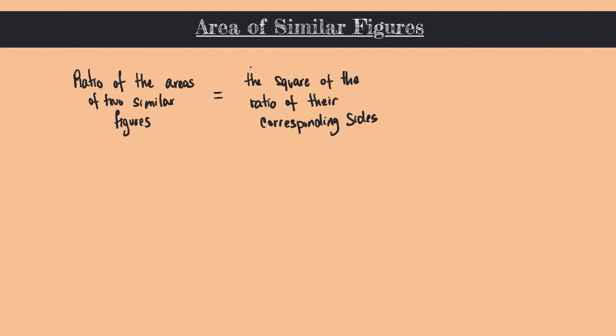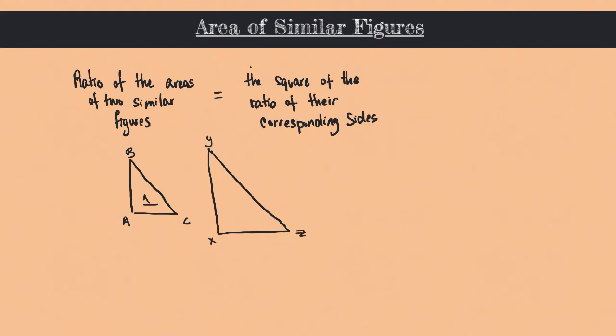Now let's look at two figures and apply this, okay? So we have two similar figures here, and I'm telling you that they're similar. They might not look similar based on how I draw them, but the idea is that they are. Okay, so we have triangle A, B, and C. Okay, and triangle X, Y, and Z. And that's our second figure.